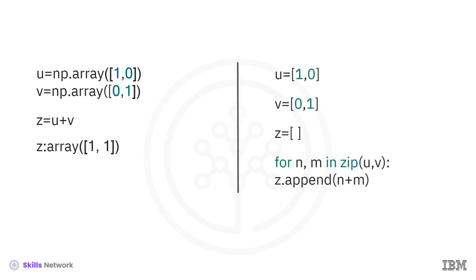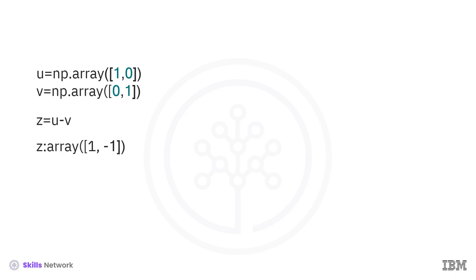It would require multiple lines to perform vector addition on 2 lists as shown on the right side of the screen. In addition, the NumPy code will run much faster. This is important if you have lots of data. We can also perform vector subtraction by changing the addition sign to a subtraction sign.